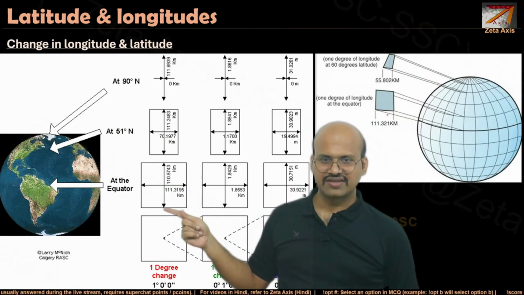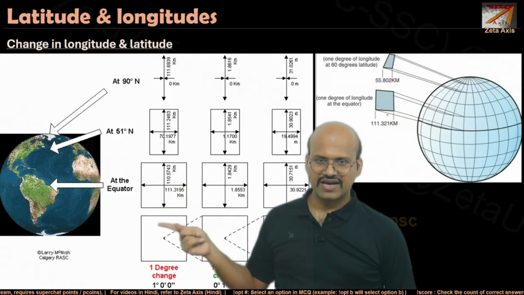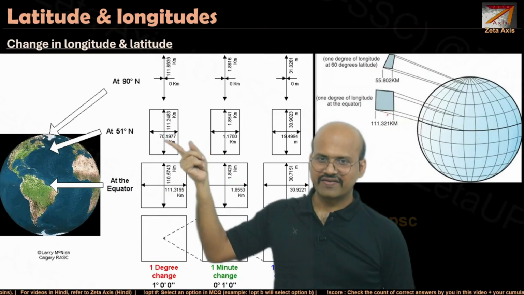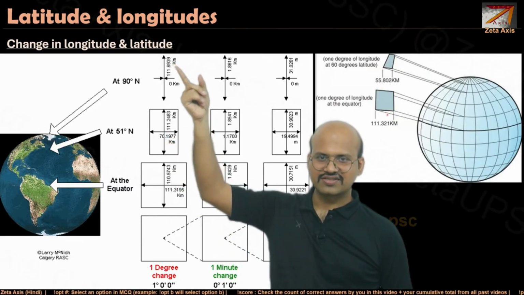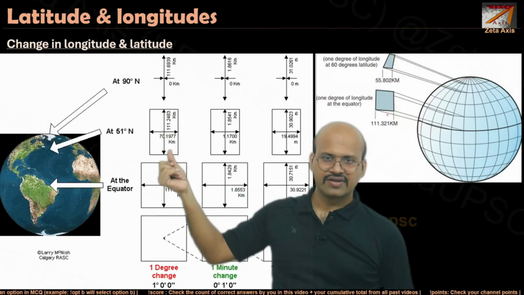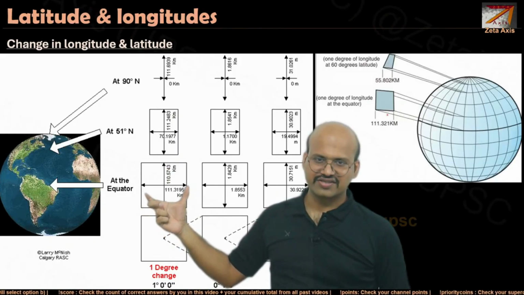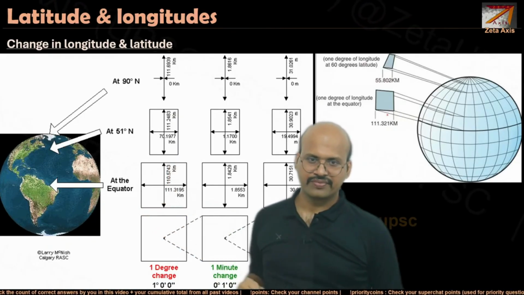One degree change here means 111 kilometers for the longitude distance, and this is for the latitude distance. Again, at 51 degrees, 1 degree is around 70, and the latitude distance is very close to 111. For the longitude, at the pole the distance is 0 kilometers. Here it is 70, and here it is 111. This distance indicates the distance between longitudes, and this distance indicates the distance between latitudes.